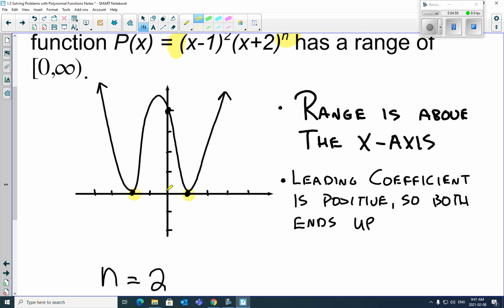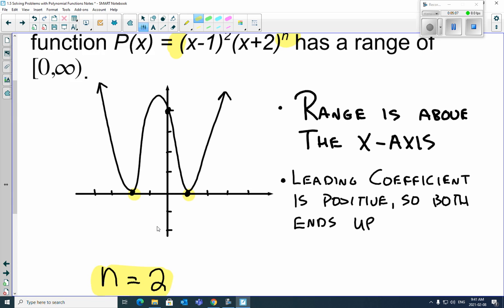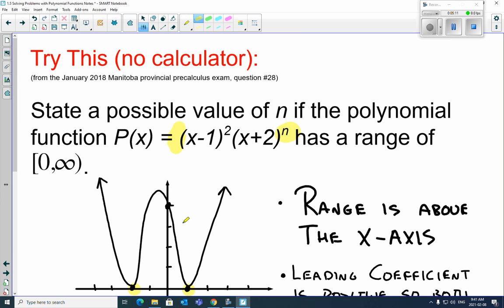And in a question like this, you always have to make sure you state it, if they ask you specifically. Even if you drew a picture and did all that, you still have to state what n is. That's a great question from the provincial exam. It really makes you think about what polynomials look like. So that was 1.5.